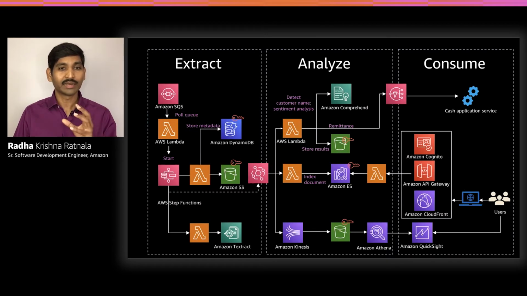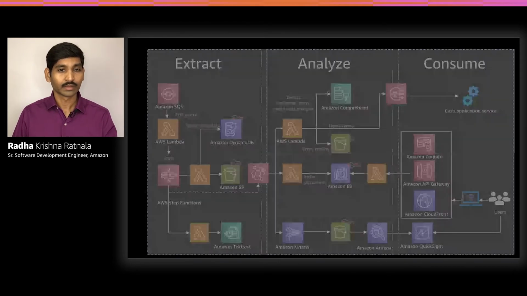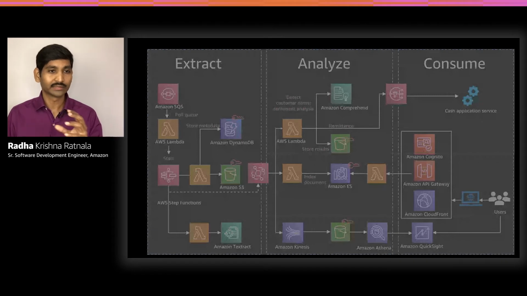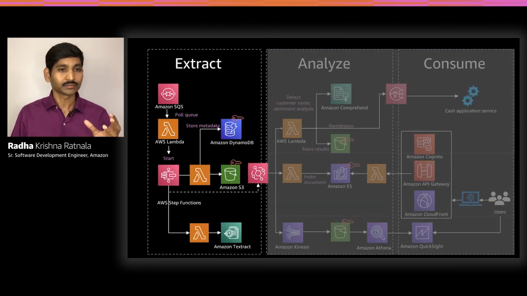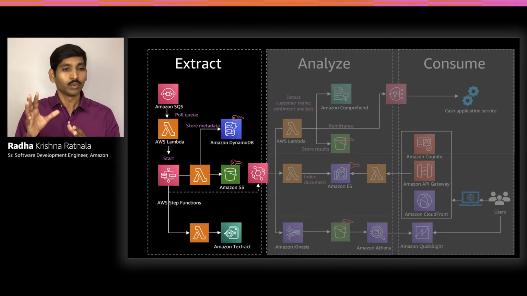This is a high-level architecture of how we process millions of emails, take the unstructured content and then convert it to a structured document so we can understand what customers are trying to tell us. There are three components in this architecture. The first one is extracting the information from the email. Whenever we receive an email, we kick off a step function which executes multiple extractors in parallel for each attachment or the email body. One of the extractors is Amazon Textract.